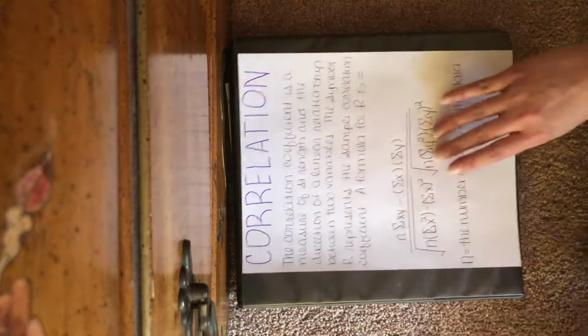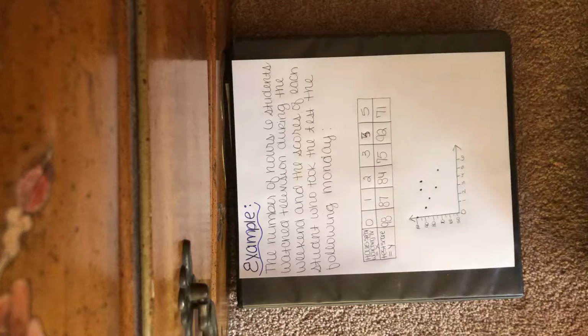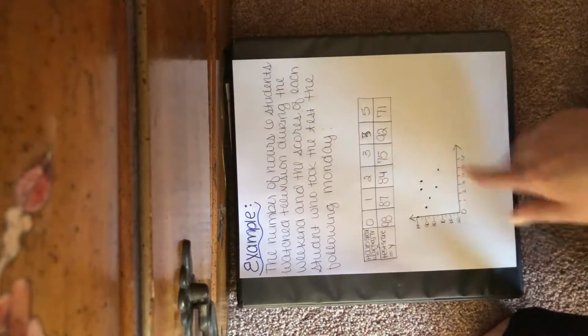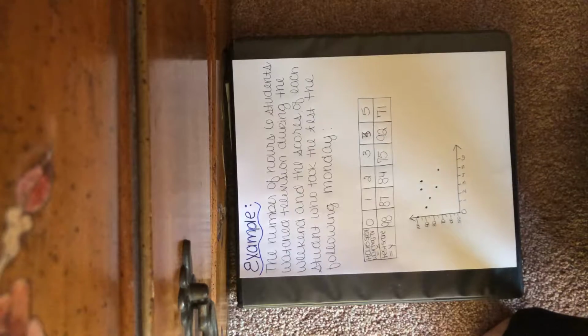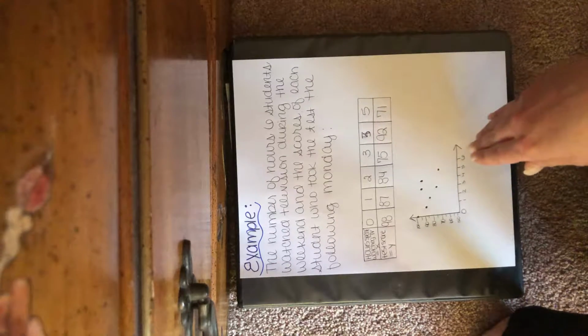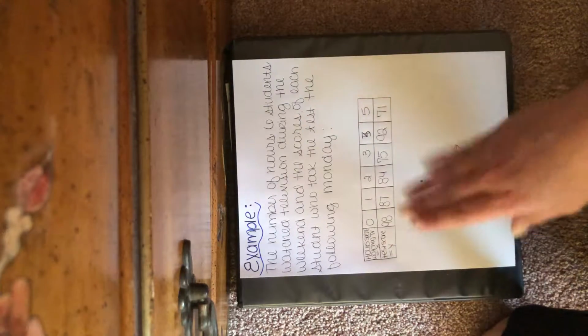And I have the following example. The number of hours 6 students watched television during the weekend and the scores of each student who took the test the following Monday. I made a little graph, and the hours spent watching TV would equal x, and the test score was going to equal y. I also drew a little scatter plot, so you can see that the correlation is actually going to be positive because it's going upward, but we'll get to that towards the end.